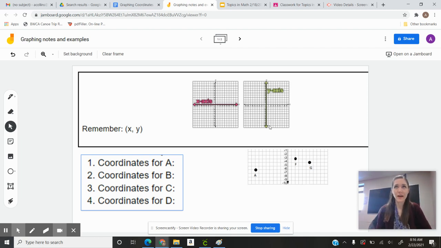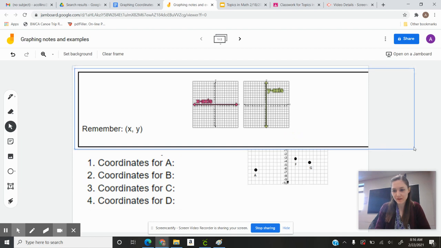I don't have a good trick to remember which one is which. I've just learned to memorize it after a lot of different math classes. If you have a good trick to remember them, feel free to share. But just remember, x goes across, y up and down.